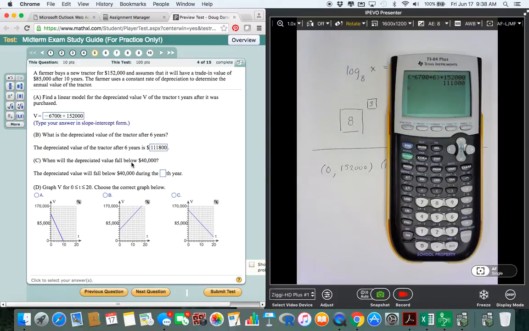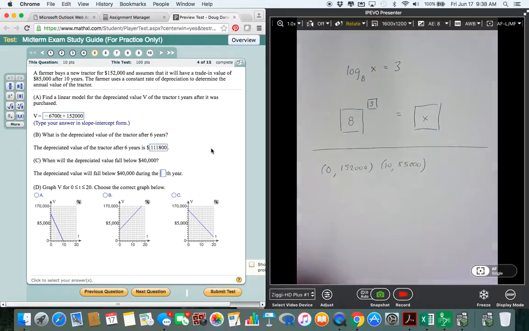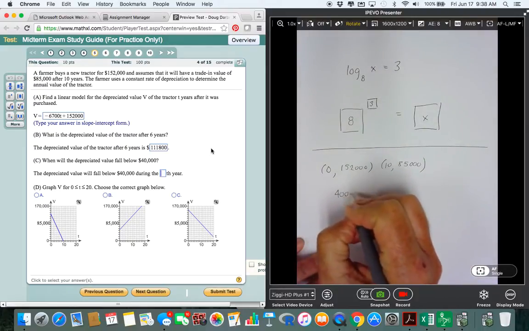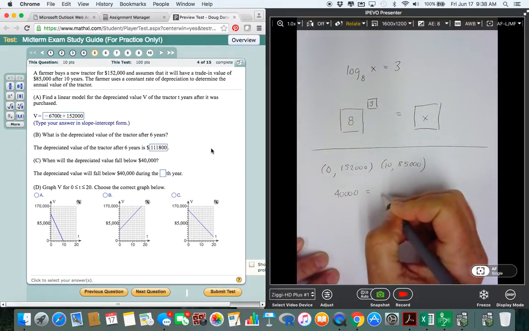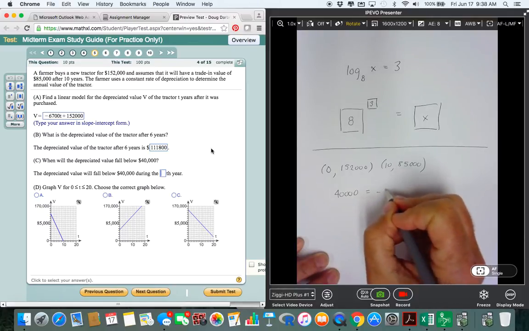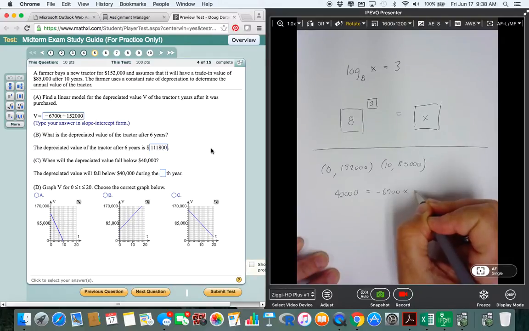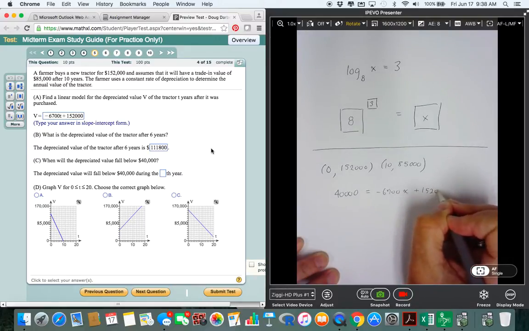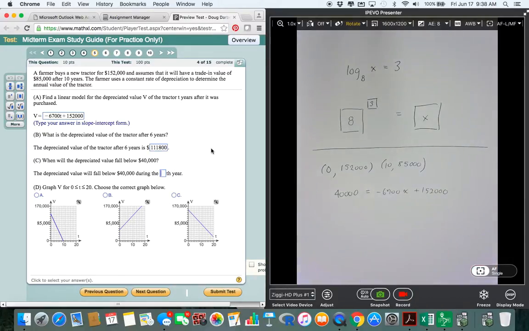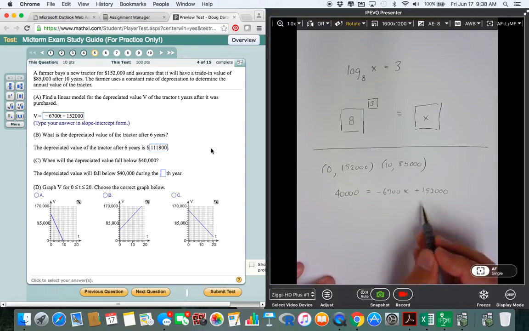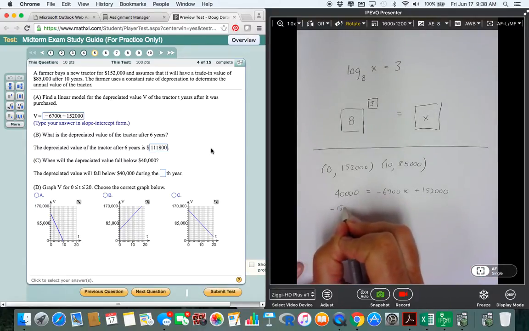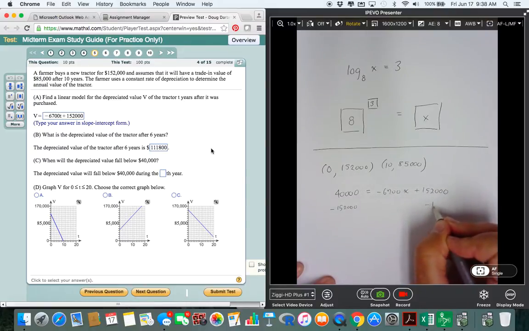When will the depreciated value fall below 40,000? Well, what I need to do there is I need to see when my value will be 40,000. Now I'm going to use x just because, again, t's look a lot like pluses when I write them that way. So gang, the first thing I'd want to do is subtract 152,000 from both sides.